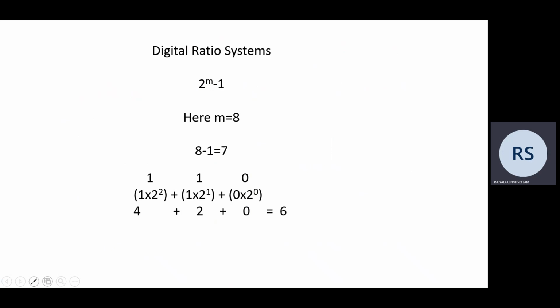So how do we calculate it? Like this. For 1 1 0, we calculate 0 into 2 power 0, and 2 power 0 is 1, so 0 into 1 is 0. Then 1 into 2 power 1 is 2. 1 into 2 squared is 4. So in total we have 4 plus 2, which is 6. So like this, 110 means the value is 6.